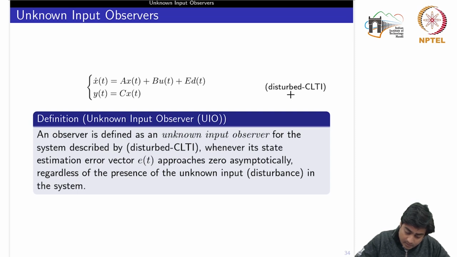Now coming to the definition of the unknown input observer, consider this disturbed CLTI. We define an observer as an unknown input observer whenever its state estimation error e(t) approaches 0 asymptotically, regardless of the presence of the unknown input disturbance in the system.